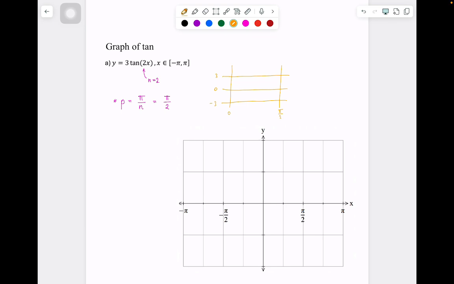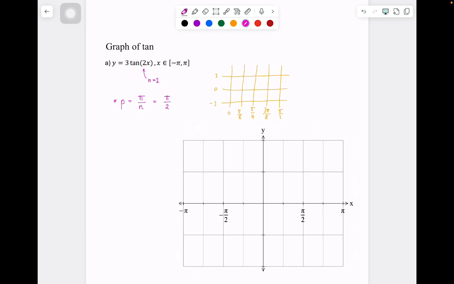Again, we're going to do quarter increments. So if we split this in half, we'll end up at pi on 4. If we split it in half again, we'll end up at pi on 8. Three quarters of the way, we multiply that first increment by 3, and we get 3 pi on 8.